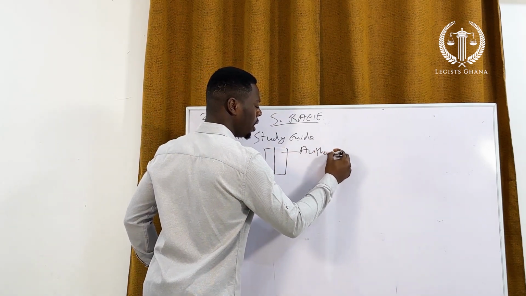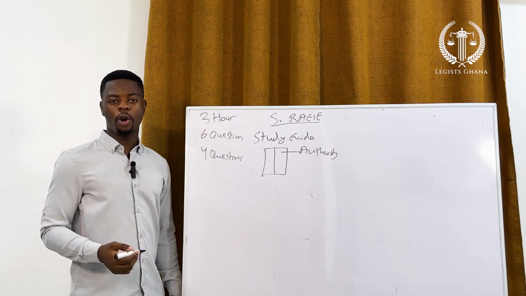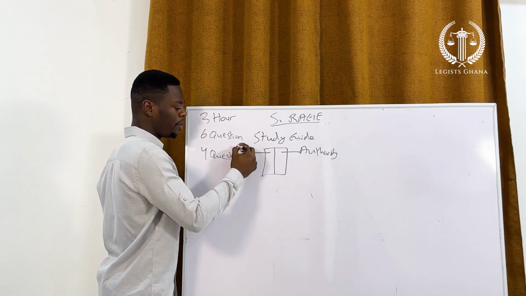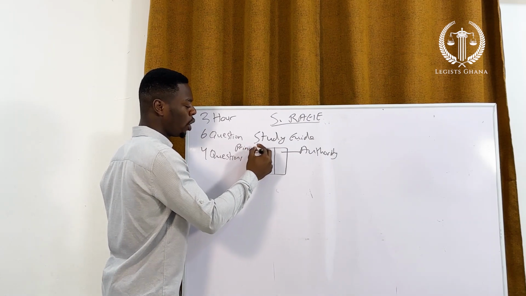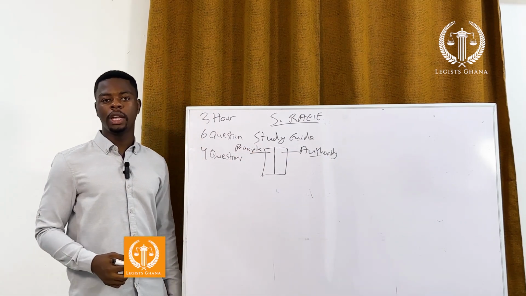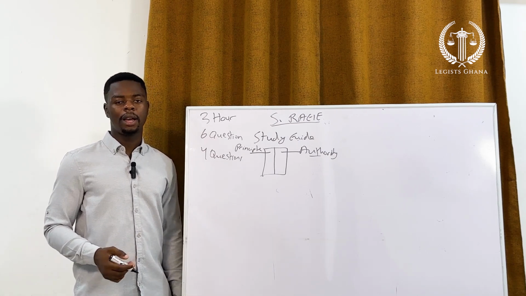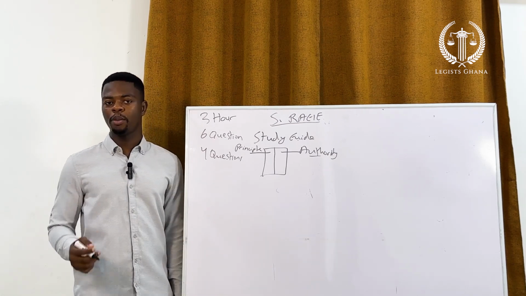So usually, the best way to prepare a study guide is to have the principle of law on the left-hand side, right, the principle here, and then the authority is on the right-hand side. This is because in answering any law question in this particular exam, you are going to be tackling either an essay question or a problem question.